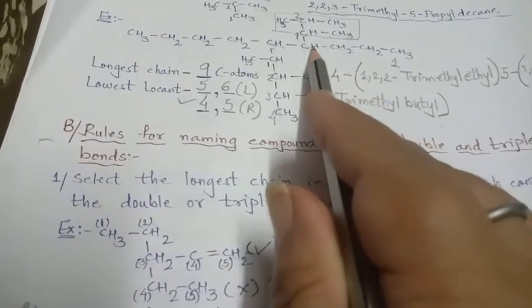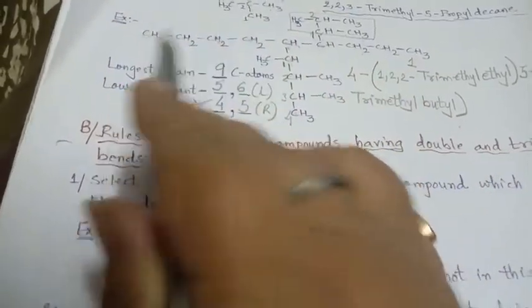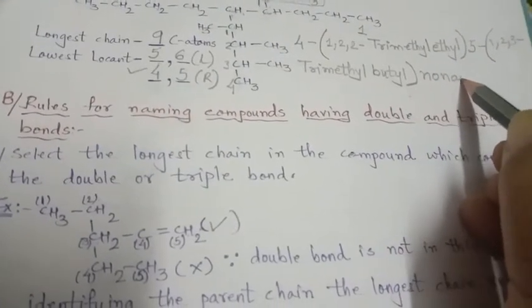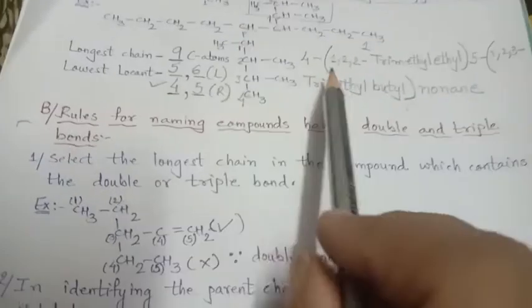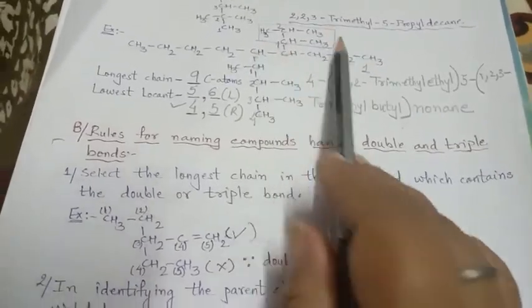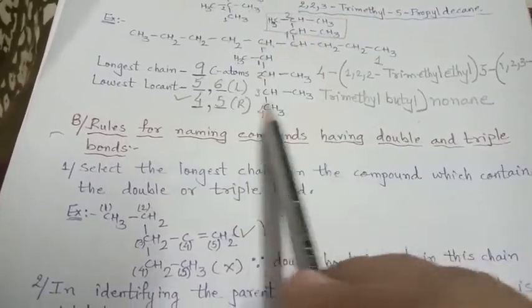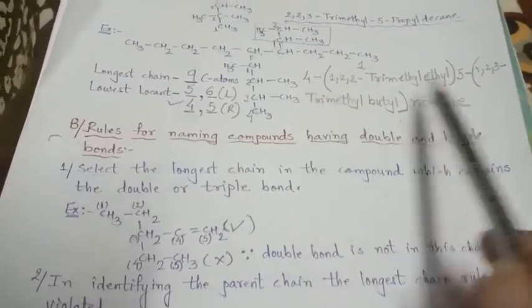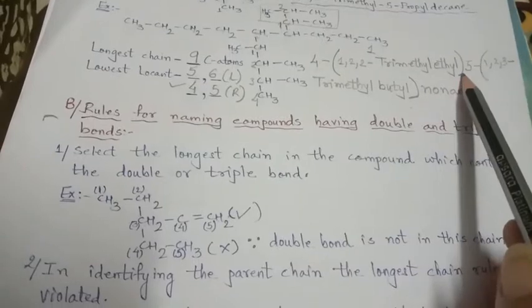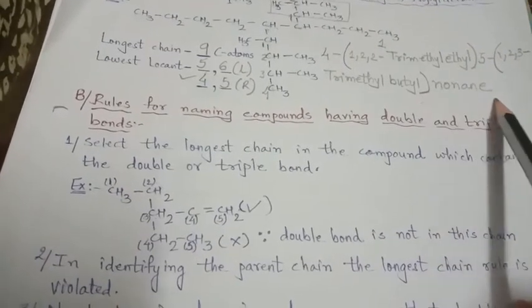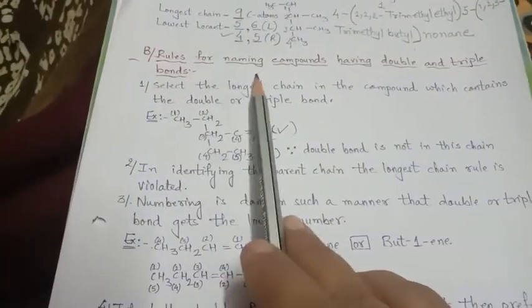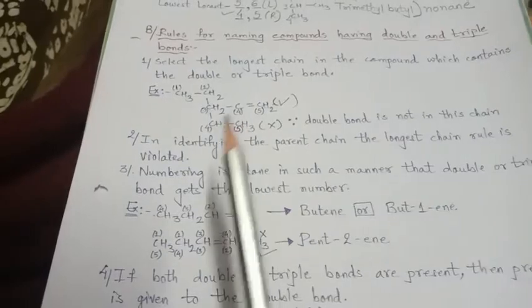And total how many were there? 1, 2, 3, 4, 5, 6, 7, 8, 9. So it will be our nonene. Clear? So two complexes were there, one this complex and one this complex. So the first complex on the fourth carbon, the second complex on the fifth carbon, and our parent chain is nonene. Clear? The next is rules for naming compounds having double and triple bonds.